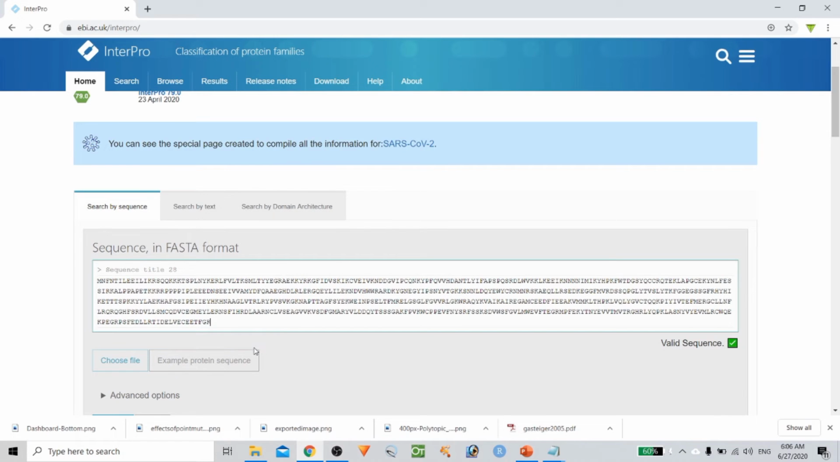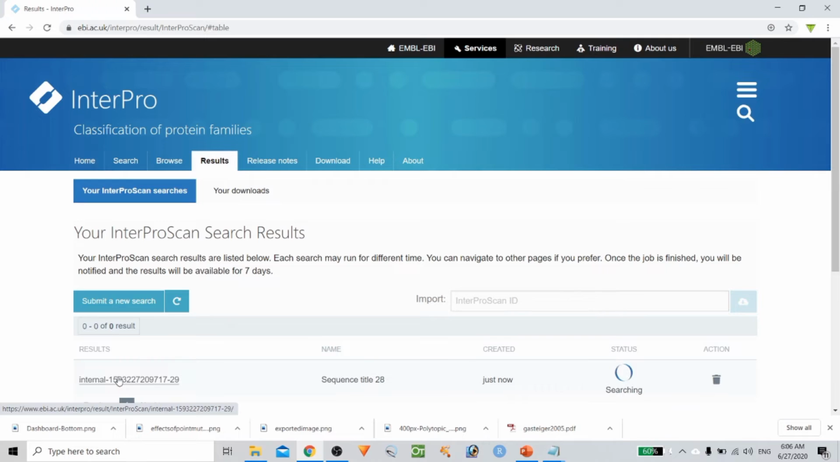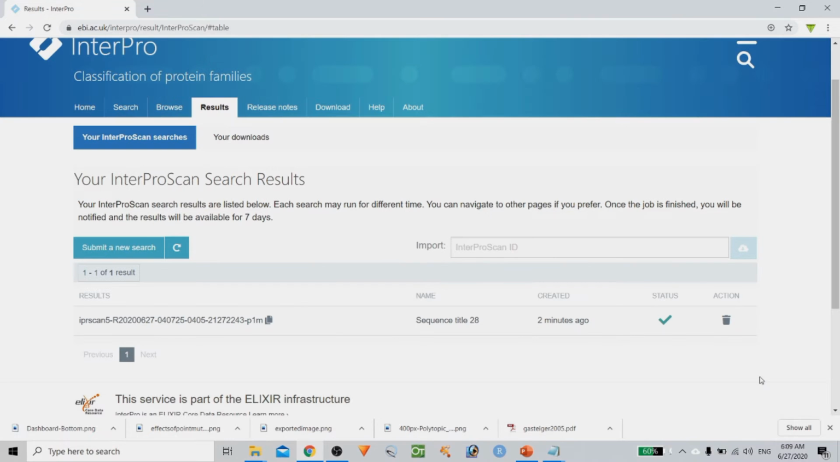Here I pasted the sequence. Click on search. It will take almost 2 to 3 minutes to get the results for your sequence. Once it is done, it will show you an option like this: the job has been finished. You just need to click this link.